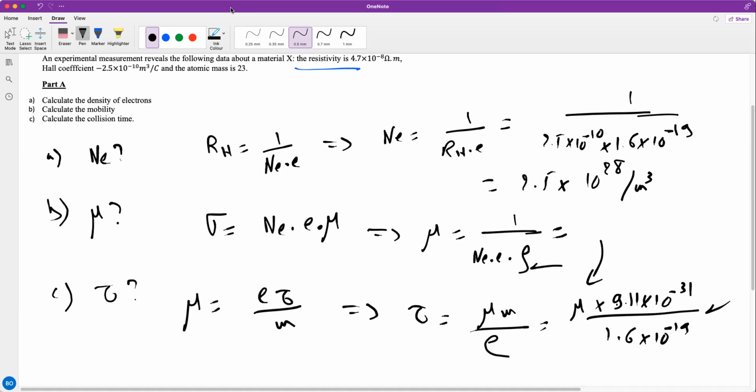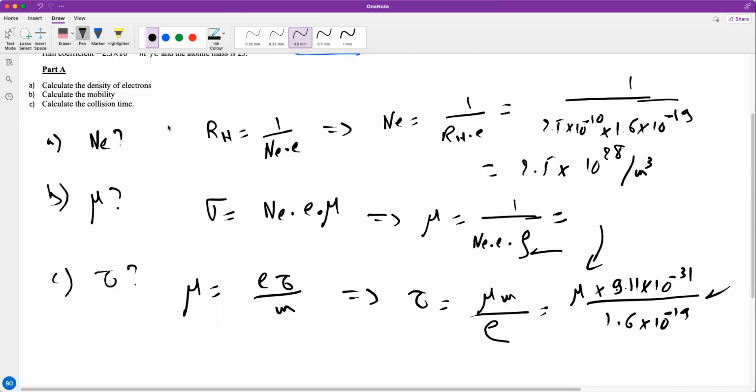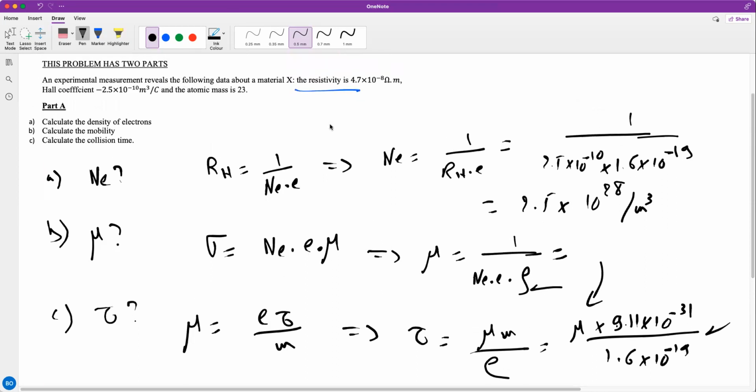So we don't use the atomic mass, which is in the question, right? Sorry? We don't use the atomic mass, which is in the question. No. I think in this exam, there was a fourth question that we used, yes. Okay.